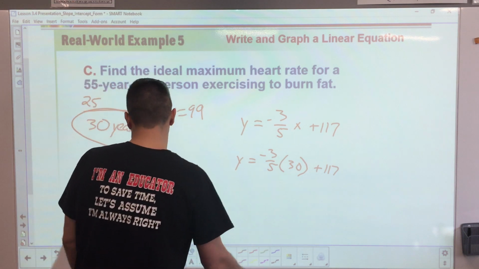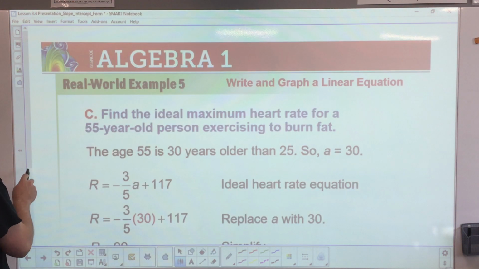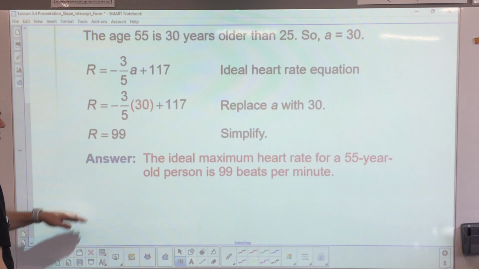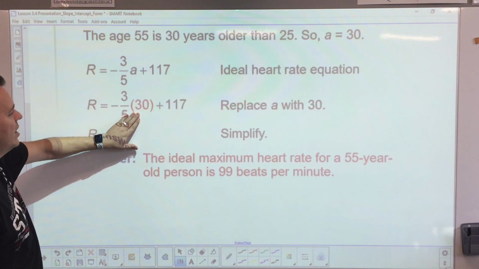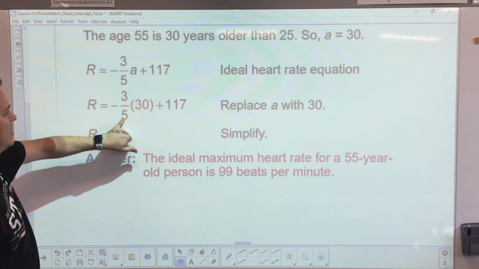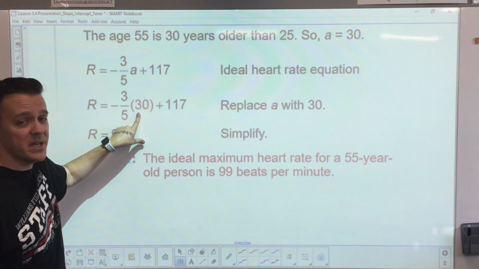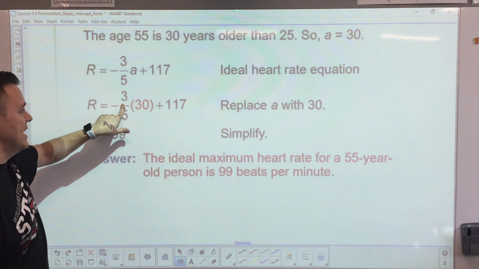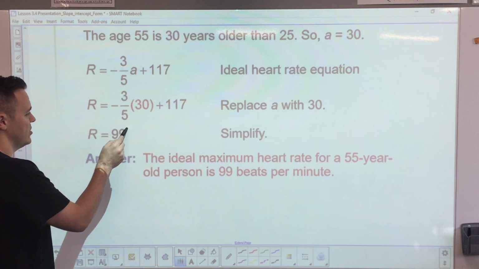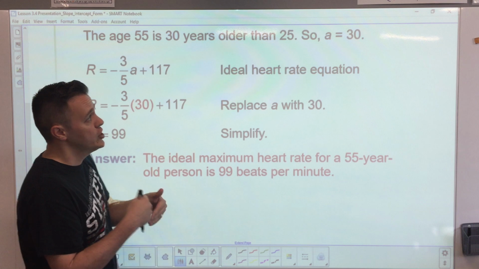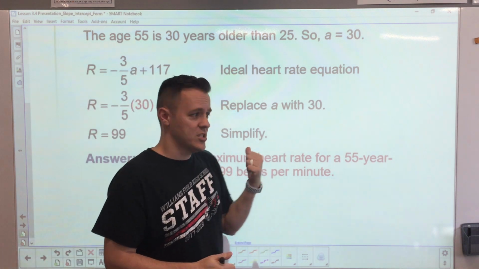And I don't have my calculator with me. But if I were to figure out the math, ladies and gentlemen, here it is right here. 3 over 30, 3 times 30 is 90, divided by 5, must be 18. So it's negative 18 plus 117, what is your answer? 99. Now, you could do the long way and figure out the math, but what else could you have done?